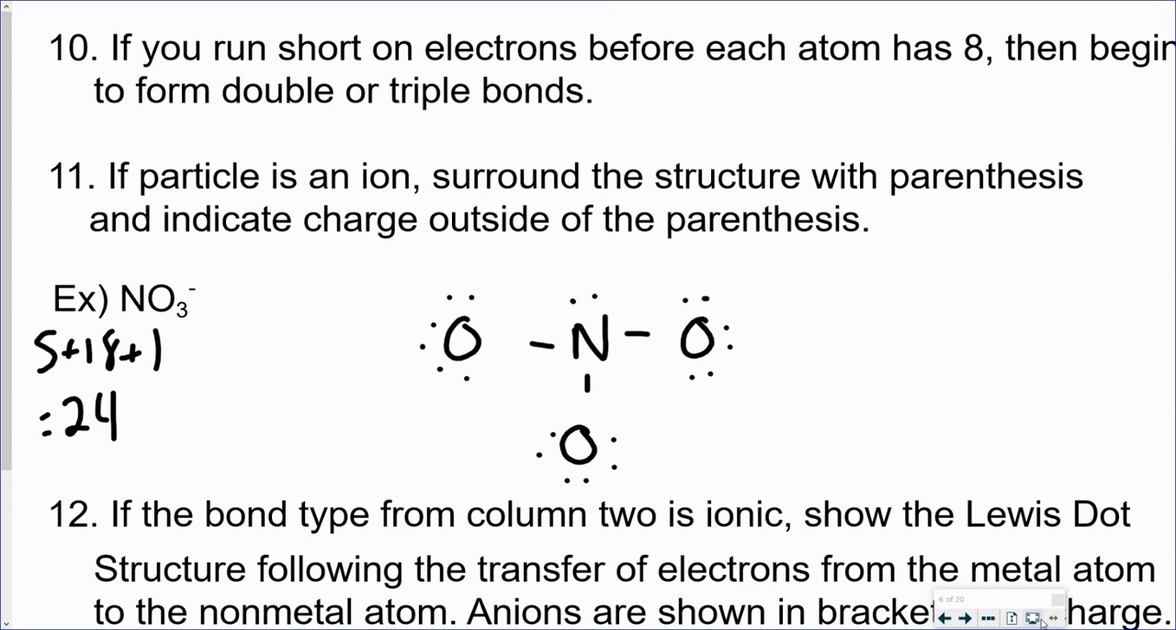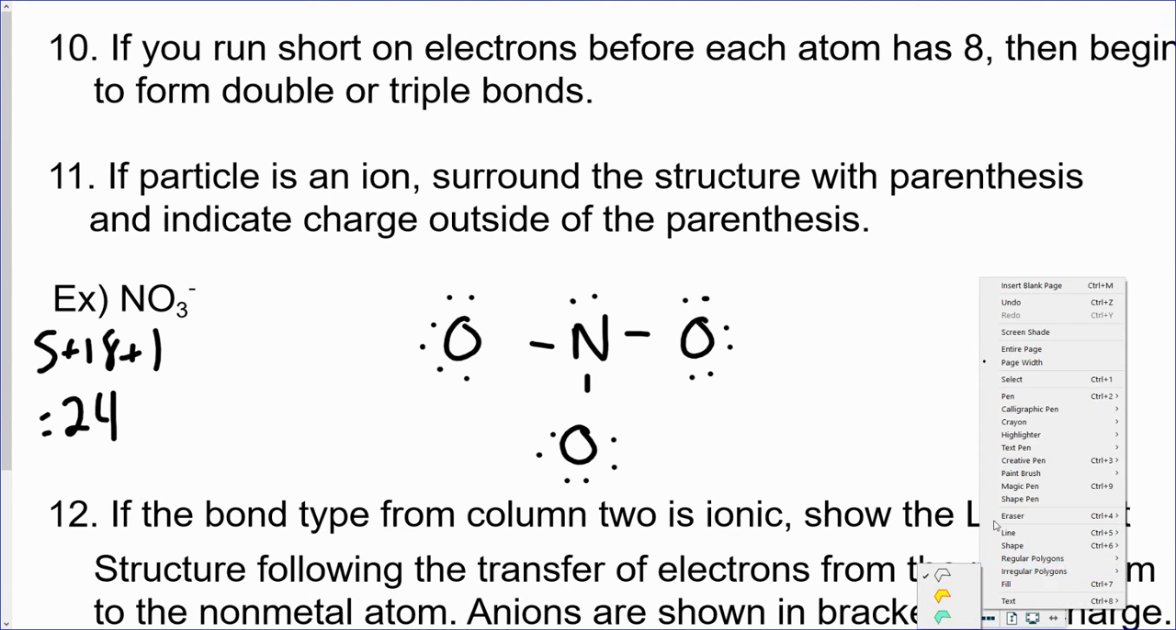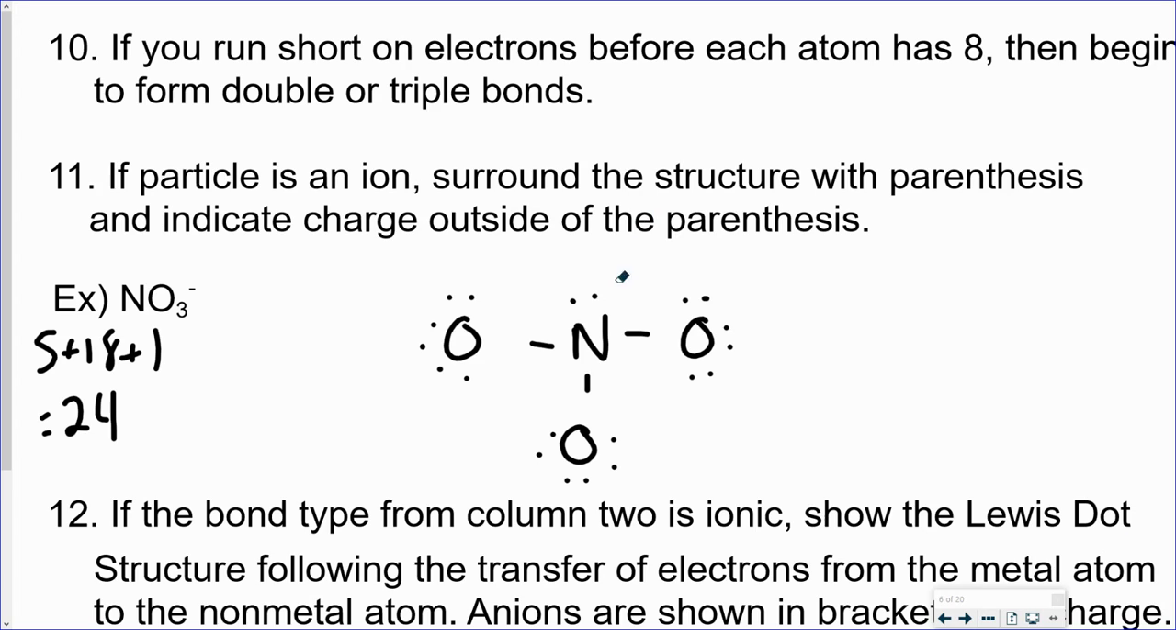Well, we have 2 too many. So what we're going to do is erase 2 from the nitrogen, and we're going to erase 2 from one of the oxygens. I'm going to choose that one. Now, by erasing those 2, I now need to make a double bond here to make sure that everybody has 8. We're going to count again: 2, 4, 6, 8, 10, 12, 14, 16, 18, 20, 22, 24. We have 24. That is the correct drawing. We'll put it in brackets and put the charge.